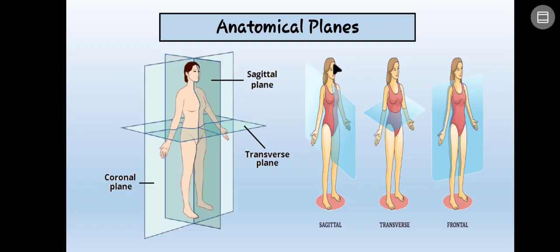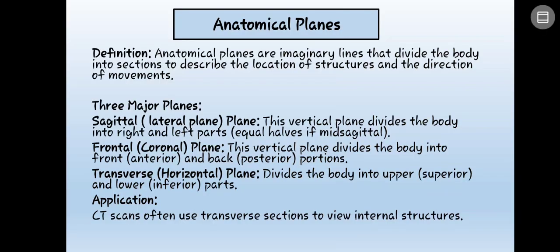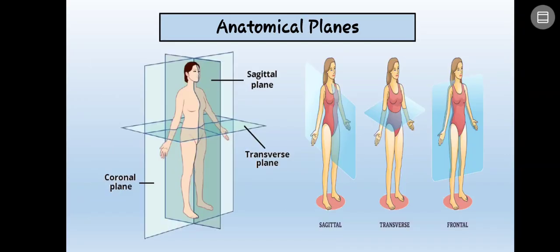So a sagittal plane is a vertical plane that divides the body into right and left portions. So you can see the right half over here, and then the left half over here, so that we get right and left portions. Okay, good. Then we have the frontal or coronal plane. The frontal or coronal plane is also a vertical plane. But the difference is that the frontal or coronal plane divides the body into front and back portions. Okay, this is it. So this is the frontal or coronal plane.